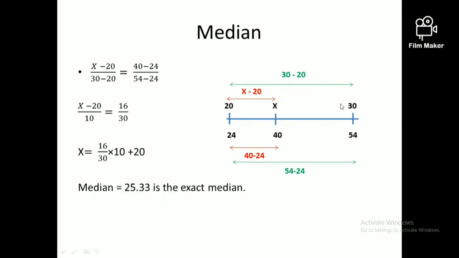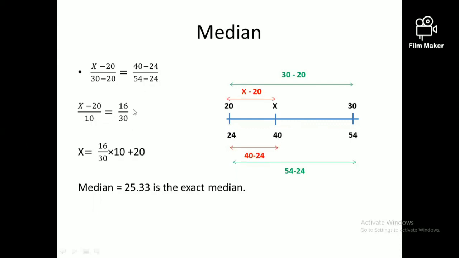How do you write down this information? We know that the median is the 40th data. It's in between the 24th to 54th data. Therefore, the median falls in between 20 to 30. After that, you can use the relationship and simplify. Then you know that 30 minus 20 is 10, 40 minus 24 is 16, 54 minus 24 is 30.